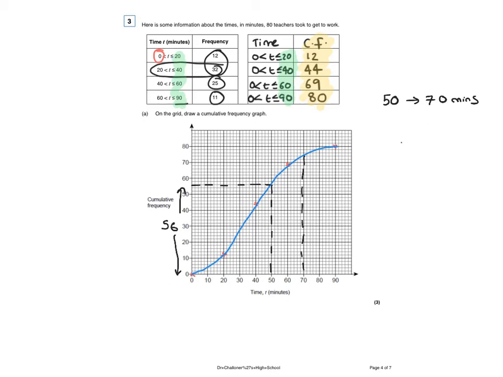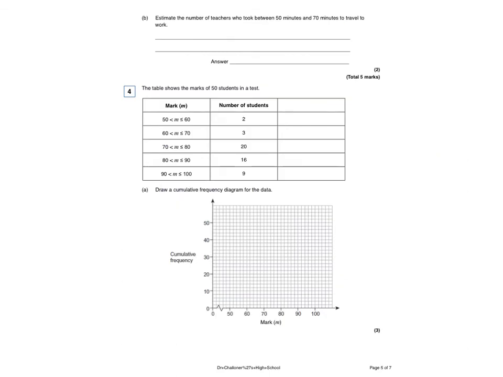Now, let's find 70 minutes on the x-axis. Again, use a ruler, track that across. What does this tell me? Well, this tells me that 74 people took between 0 and 70 minutes. So how many people took in between 50 and 70 minutes? It's the number of people in this gap over here, which of course is 74 people take away 56 people, which comes to a value of 18. So the answer to part B is 18 people.